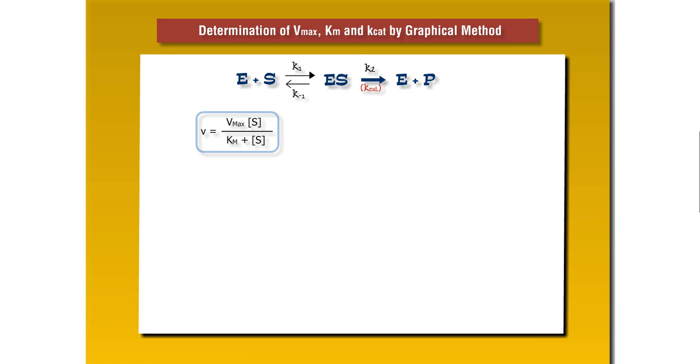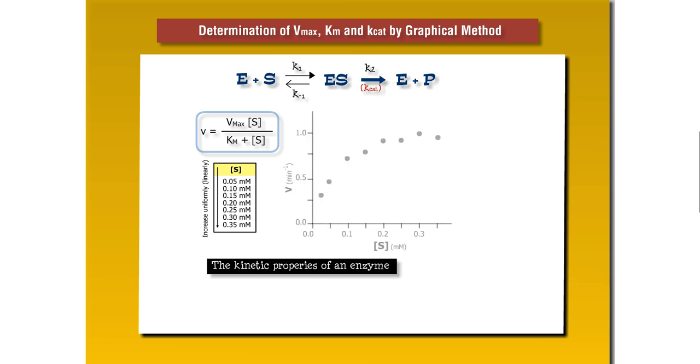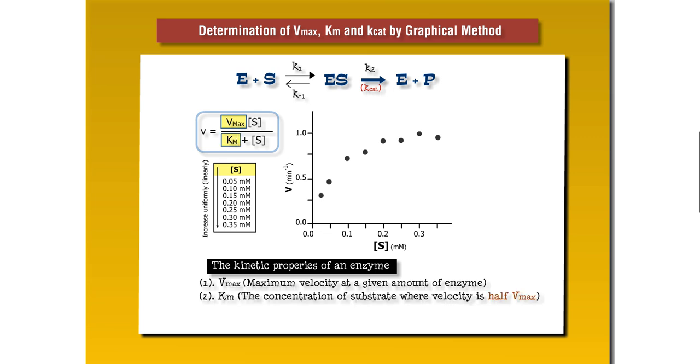By measuring the enzyme velocity at various substrate concentrations, the resulting plot can be used to provide information about Vmax, Km, and kcat. First, we examine how Vmax can be determined from this plot. The V versus S plot at a fixed amount of enzyme produces a hyperbolic curve, as shown here.